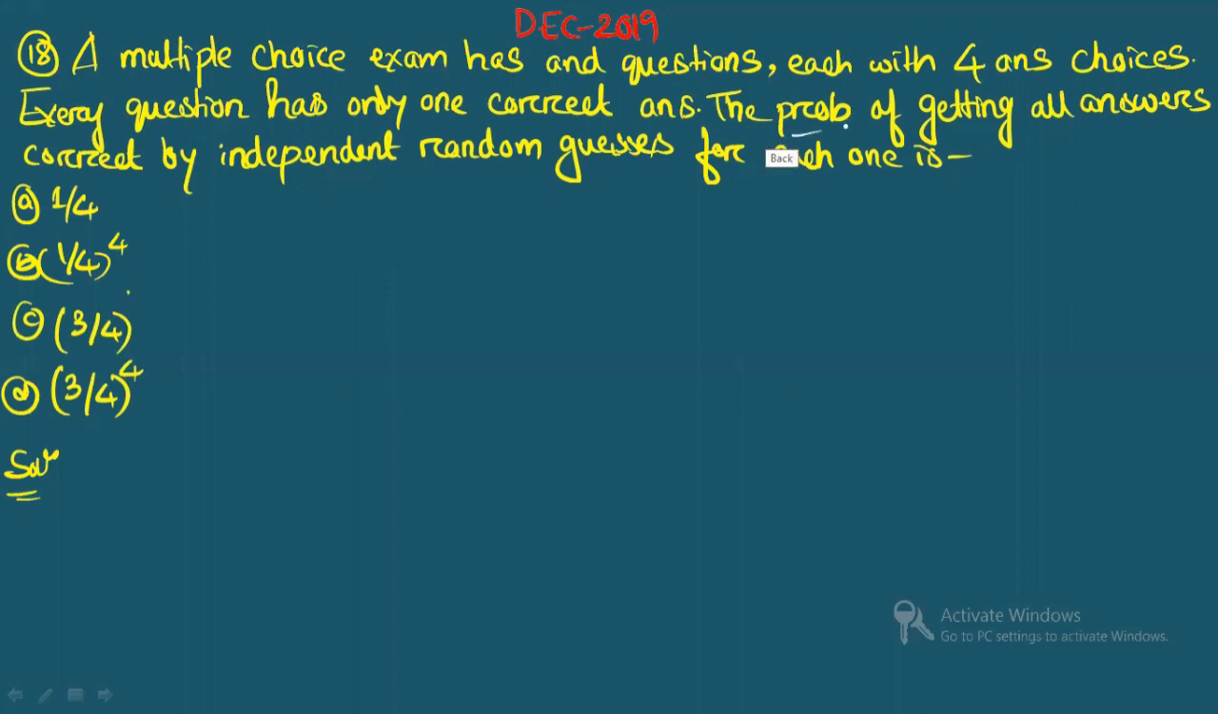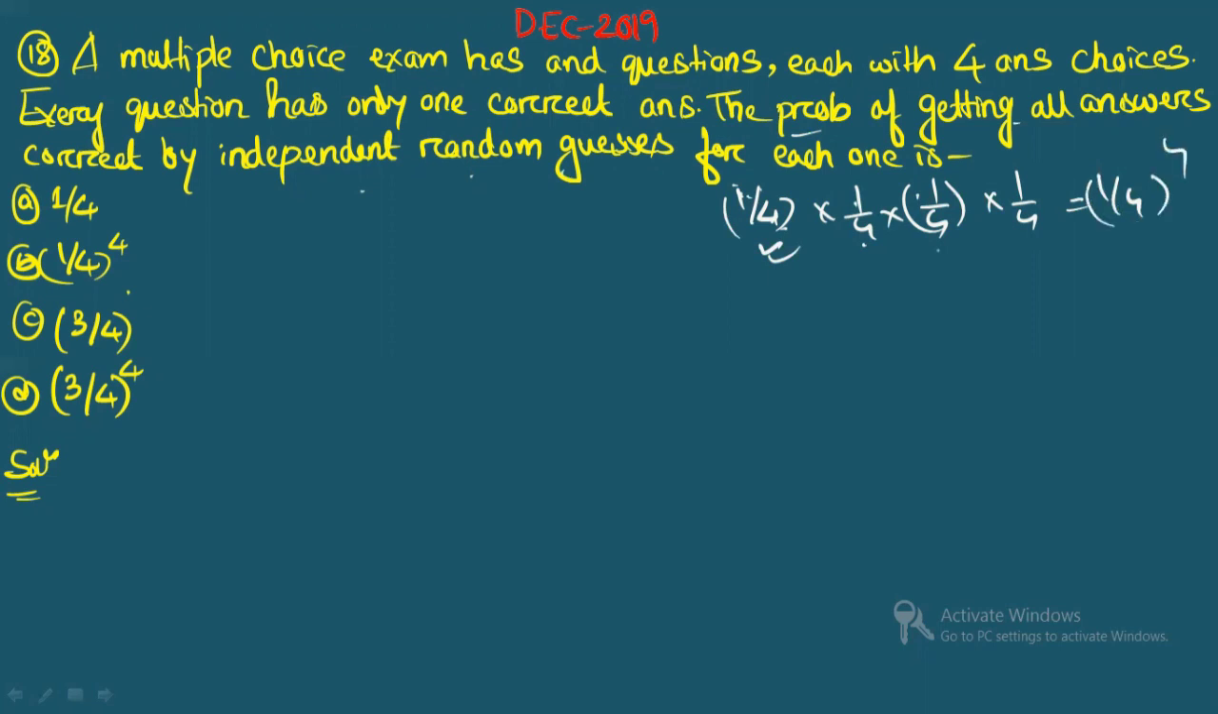But here you are asked to calculate the probability that all the answers are correct by independent random guesses. So if I'm taking 4 options, for the first option, the probability that it is correct is 1/4. For the second also, it will be 1/4. For the third one, it will be 1/4. For the last one, it is 1/4. Means you're having 4 conditions, favorable divided by total. So it is 1/4 for the first, second, favorable divided by total, it is 1/4 whole to the power 4.